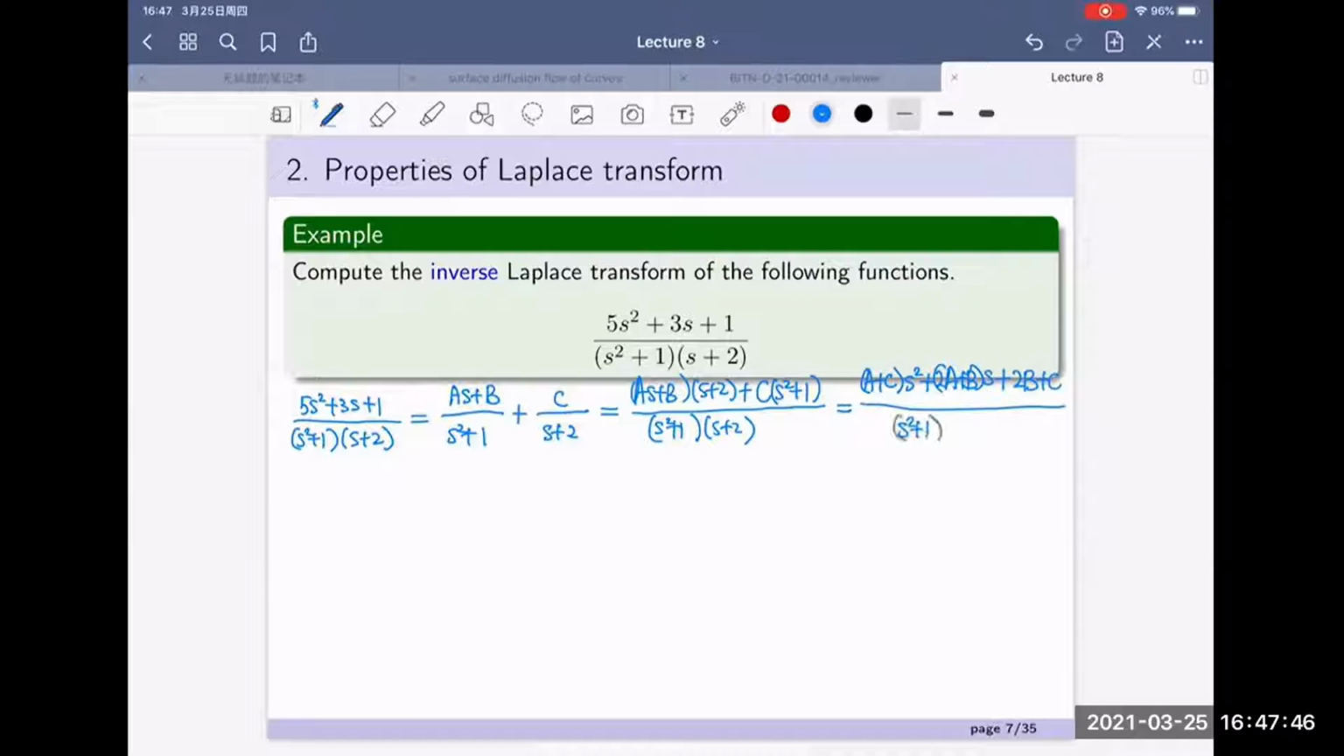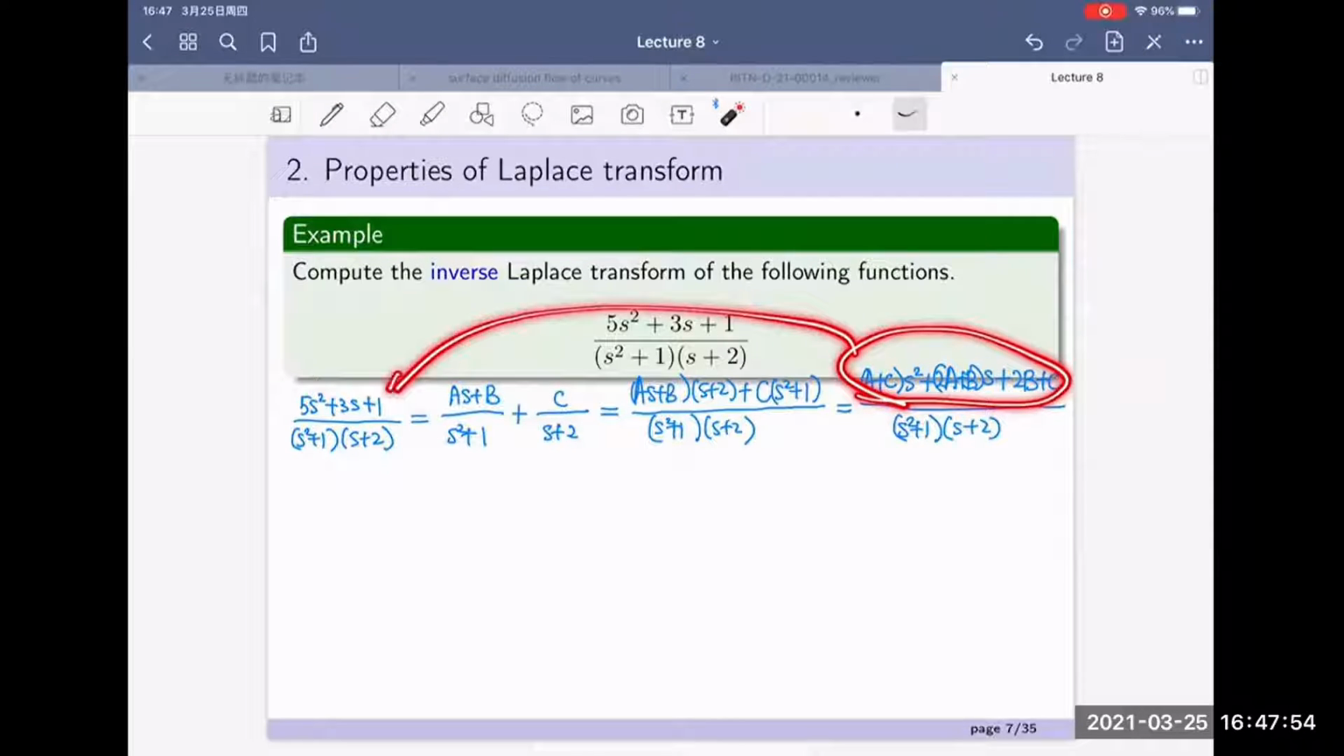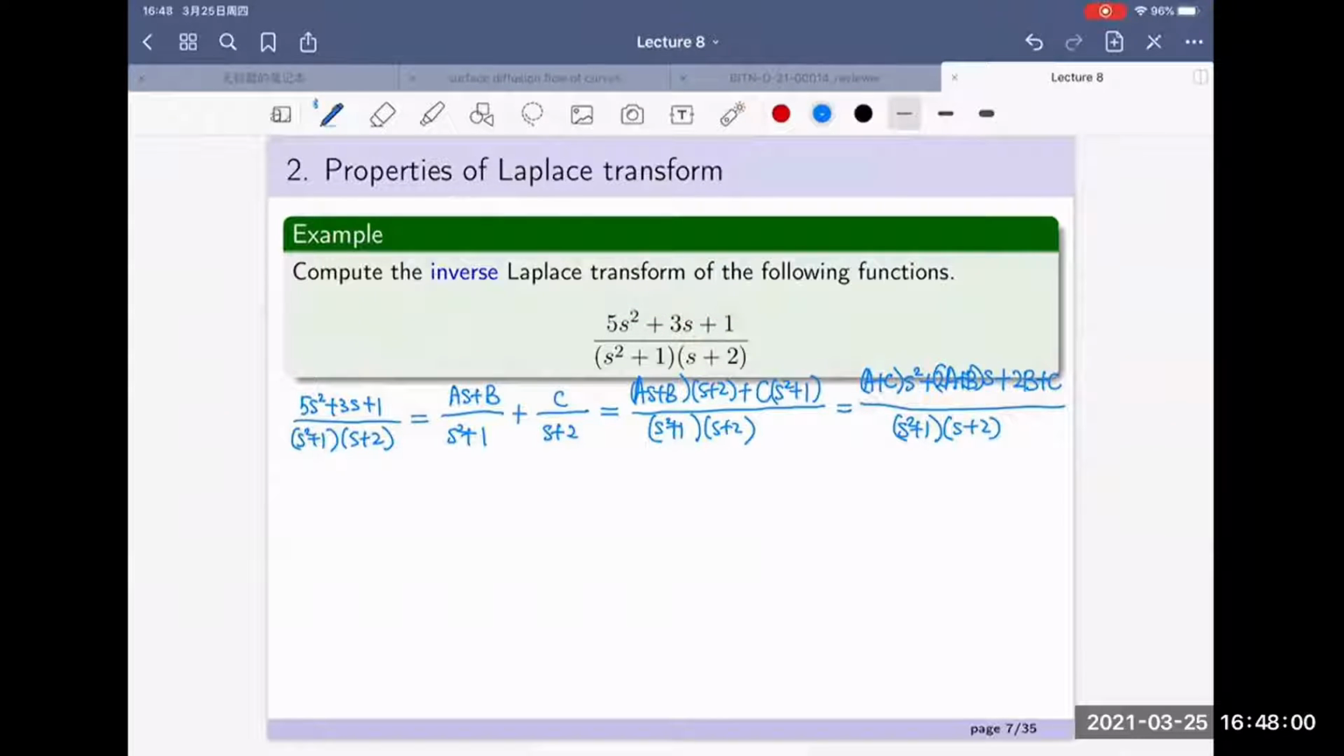So you would get such a polynomial in the upper side. And this polynomial on the right-hand side should be equal to the polynomial on the left side. They should be equal. If they are equal, then A plus C should be equal to 5, because both of them are the coefficient of s squared. And 2A plus B should be equal to 3. 2B plus C should be equal to 1. So the coefficients of s squared and of s should be equal on both sides.